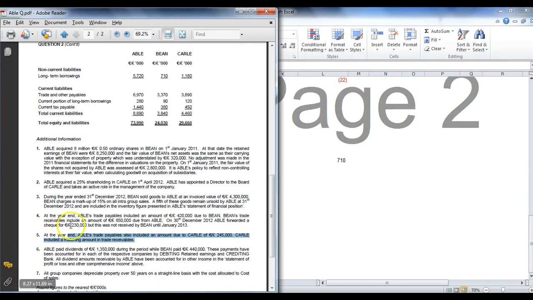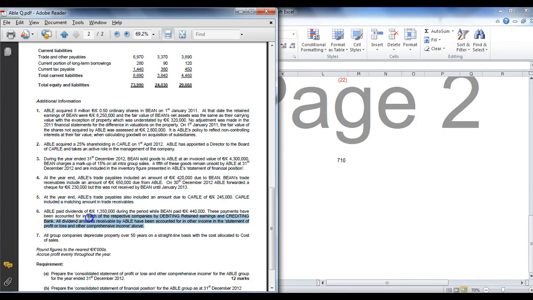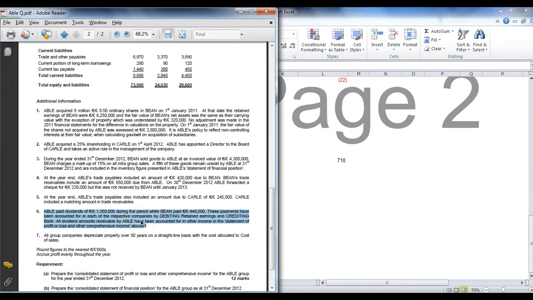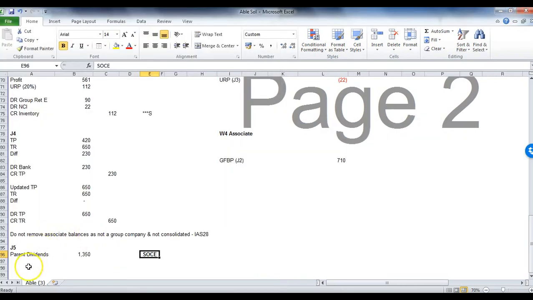So our journal 5 then is to do with the dividends. So you have 2 dividends been paid during the year. You had parent dividends of 1350, and again that's already been accounted for, so we're not too worried about it. But the good student there will label that SOCE. To remember, if a parent paid a dividend during the year, that will show up in the statement of changes in equity at the end of the year. The other thing you have to remember as well is you had Bean paying a dividend.